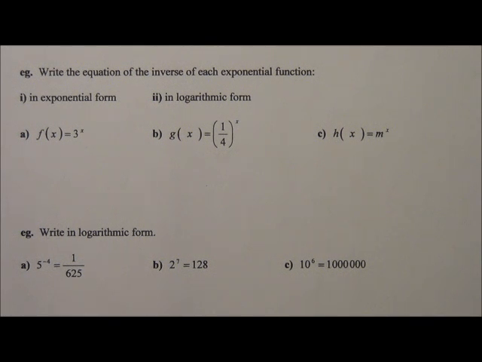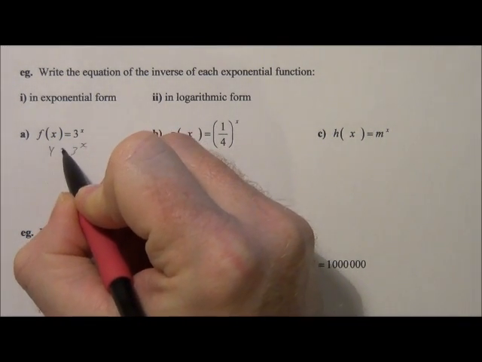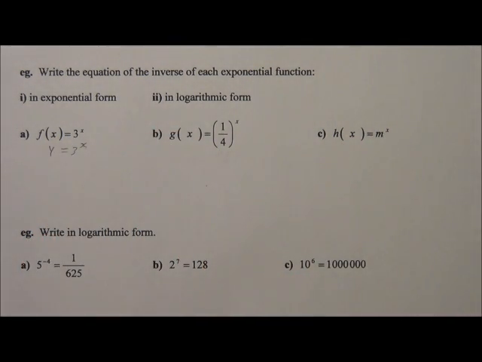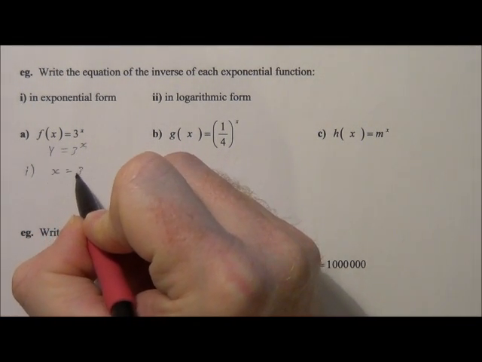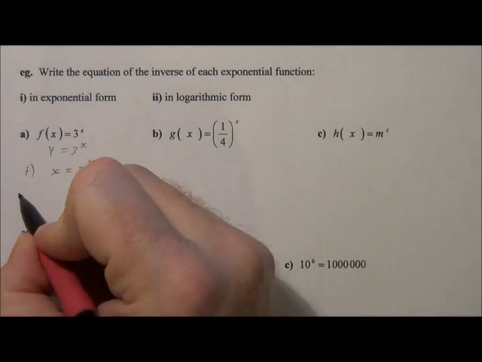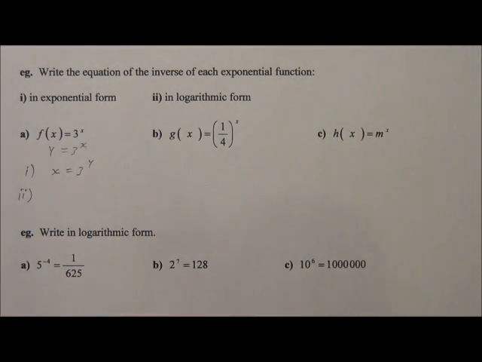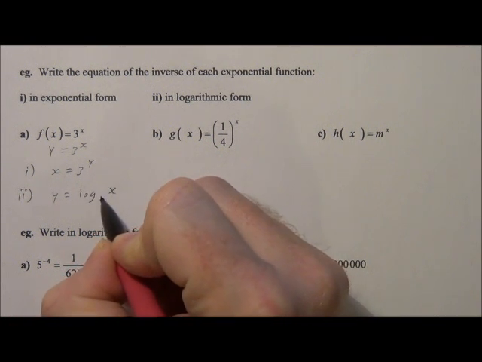So f of x equals 3 to the x, that's the same as saying y equals 3 to the x. So then if we're going to write the inverse of that, we can just interchange the x and y. So that would be x equals 3 to the y. And then in logarithmic form, we've got y equals the log of x to the base 3.